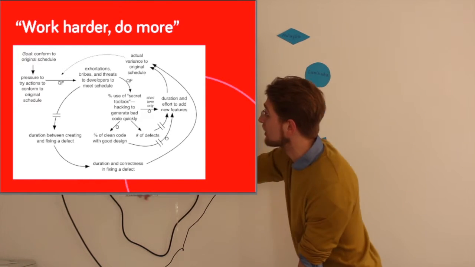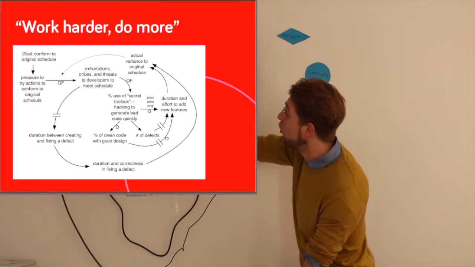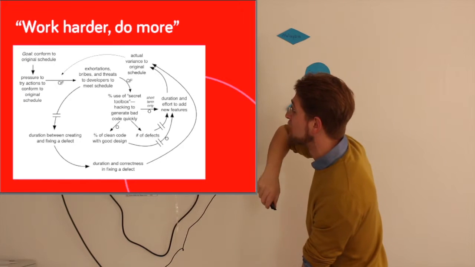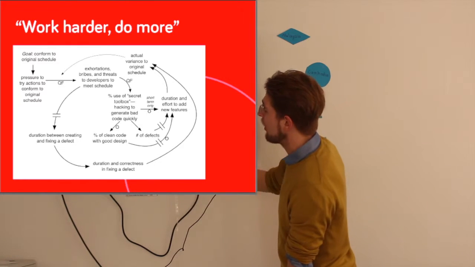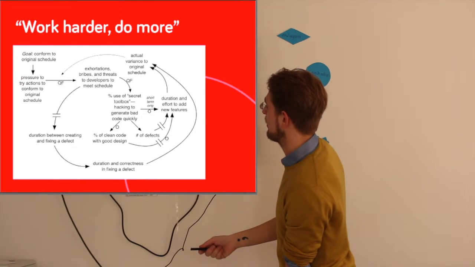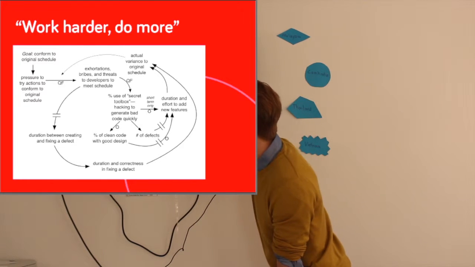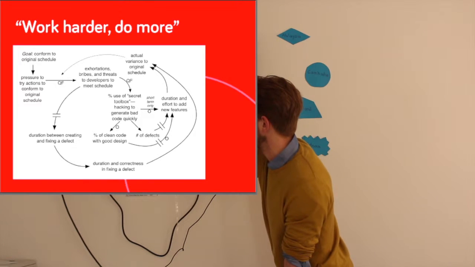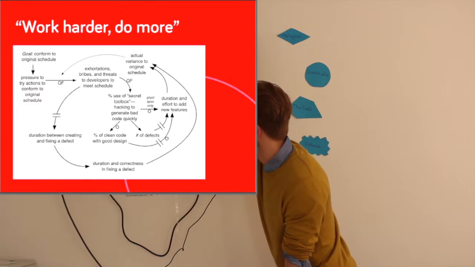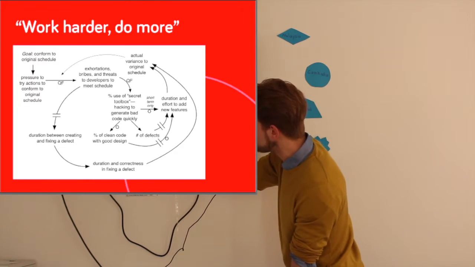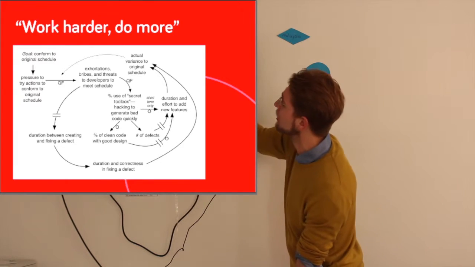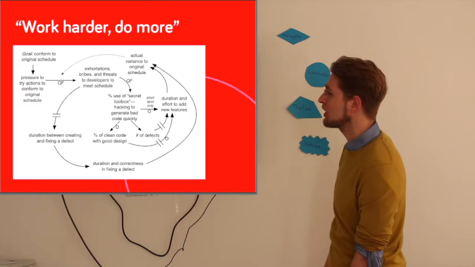And then there's this other loop that's going on as well, which says the more that we push the developers to meet the schedule, there's then also, after a delay, an increase in the duration between creating and fixing a defect, which in turn increases the duration and correctness in fixing defects, which basically creates more variance in the original schedule.